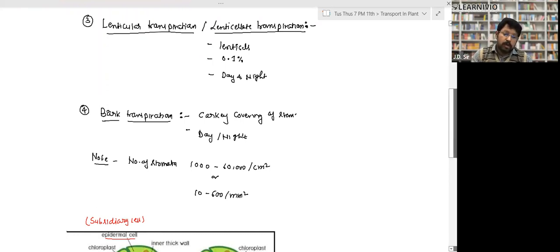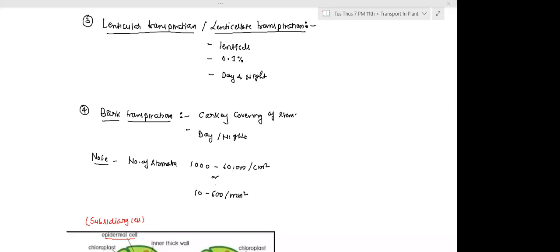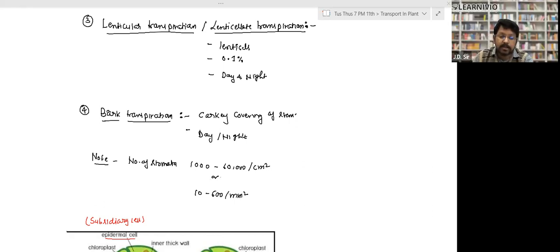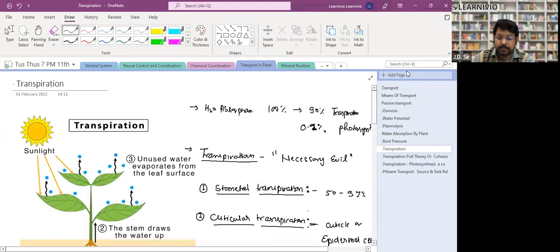So now I have written over here one more question in the form of a note: the number of stomata are 1000 to 60,000 per centimeter square, or 10 to 600 per millimeter square. The number of stomata has been asked in medical exams. In case you have not noted it down, please note it down, number of stomata, right?